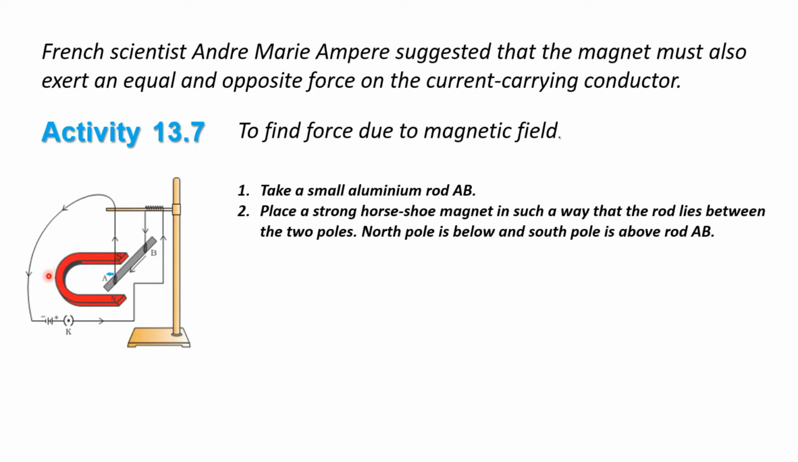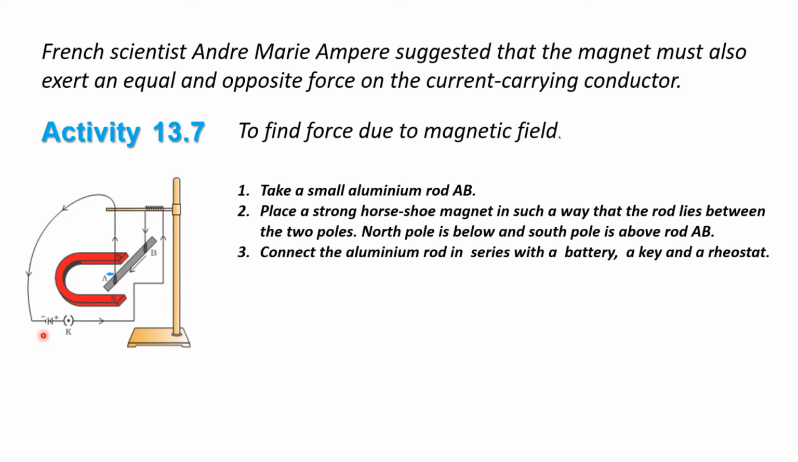So here a horseshoe magnet is taken in which the North pole is below the rod and South pole is above the rod. So how is the magnetic field moving? Magnetic field is moving from north to south. Connect the aluminum rod in series with a battery, key and rheostat. So the current will start moving from positive to negative in this manner. Now pass the current through the aluminum rod by switching it on.